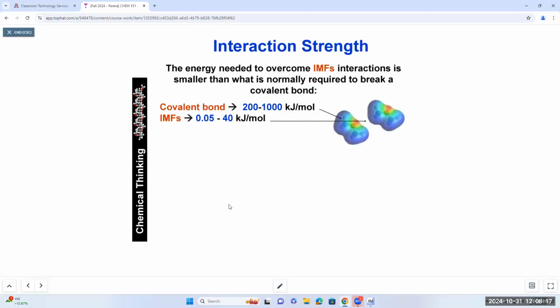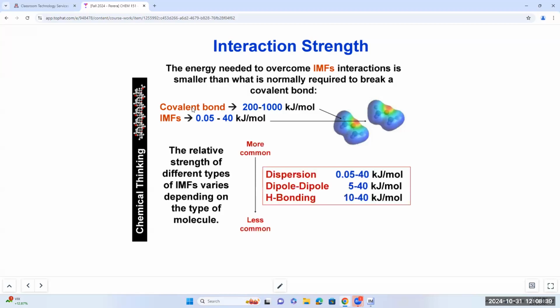I'll just briefly mention this because people ask me about the strength of intermolecular forces. Compared to covalent bonds, intermolecular forces are very weak. Covalent bond energy ranges from 200 to 1000 kilojoules per mole, while intermolecular forces can only go up to 40 kilojoules per mole. And within the intermolecular forces, dispersion forces can range from 0.05 to 40, dipole-dipole forces 5 to 40, and hydrogen bonding is 10 to 40 kilojoules per mole.